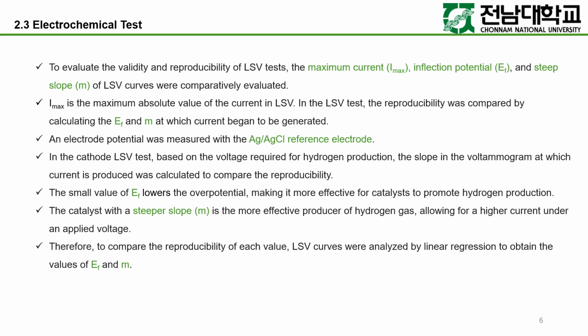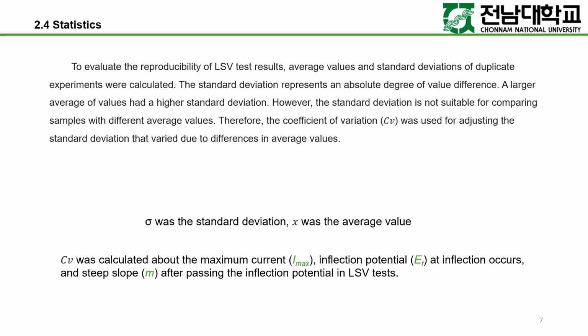The catalyst with a steeper slope is the more effective producer of hydrogen gas, allowing for a higher current under an applied voltage. Therefore, to compare the reproducibility of each value, LSV curves were analyzed by linear regression to obtain the values of inflection potential and steep slope.